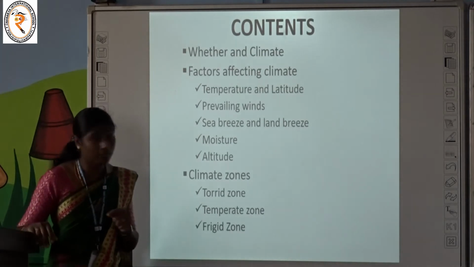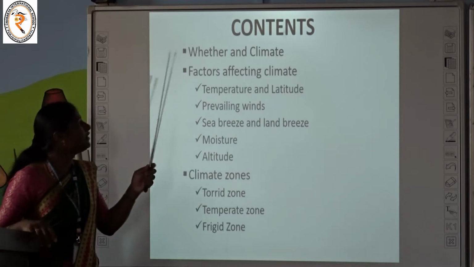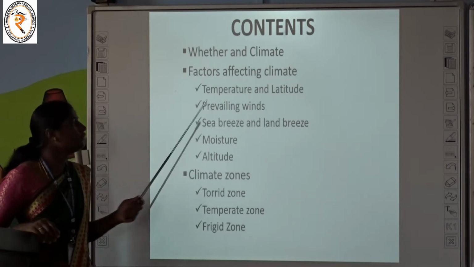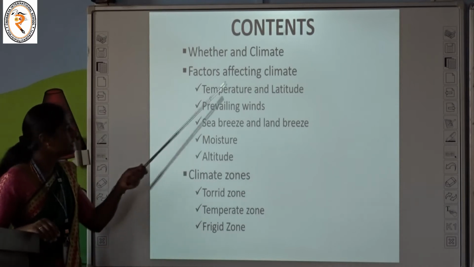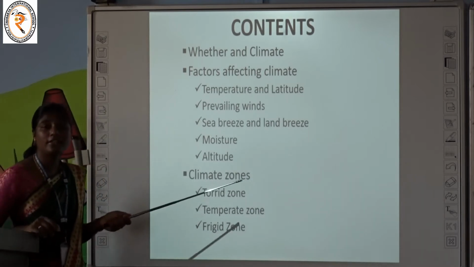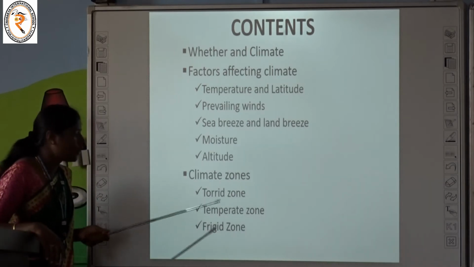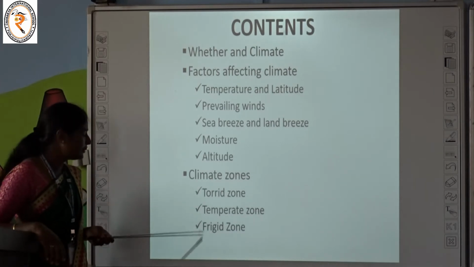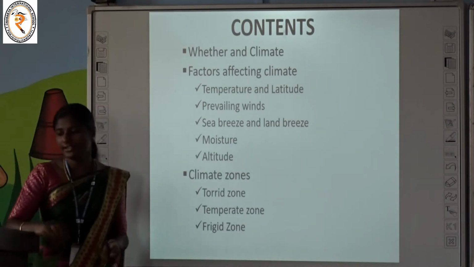In this lesson, we are going to see this many topics. The first one is weather and climate, and the factors affecting climate. Some of the factors are temperature and latitude, prevailing winds, sea breeze and land breeze, moisture and altitude. These are the factors which change the climate. And then the climatic zones. There are 3 zones on our earth: torrid zone, temperate zone and frigid zone. Let us see one by one about all these topics in this chapter.